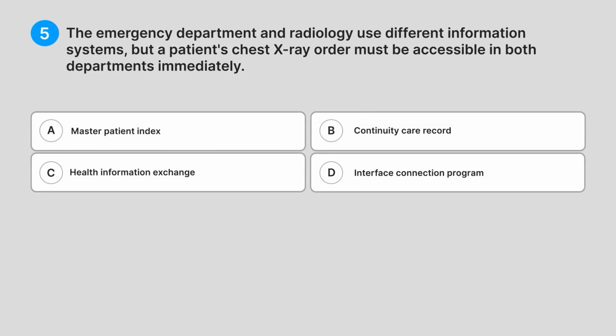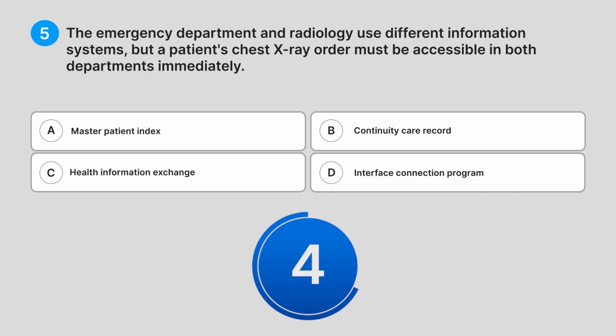5. The emergency department and radiology use different information systems, but a patient's chest X-ray order must be accessible in both departments immediately. A. Master Patient Index. B. Continuity Care Record. C. Health Information Exchange. And D. Interface Connection Program. Can you guess the answer?